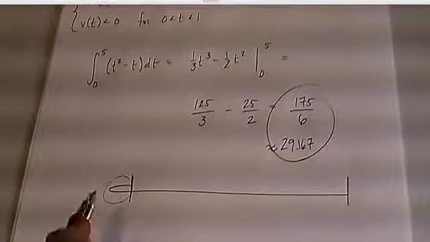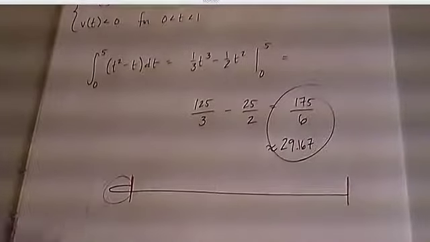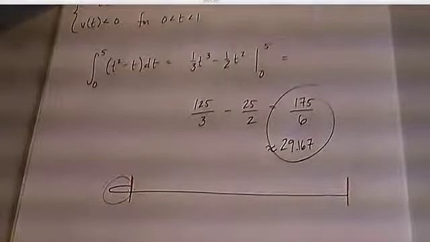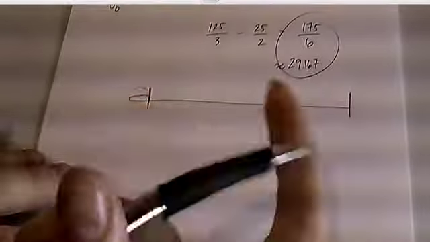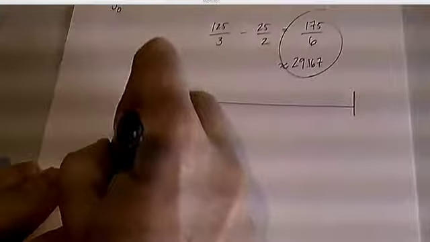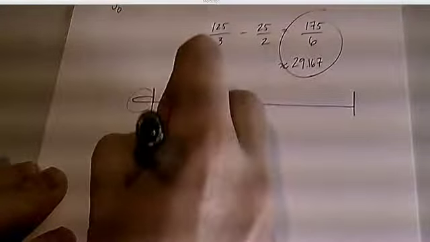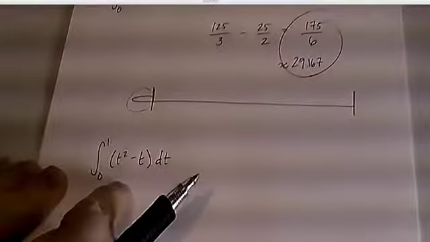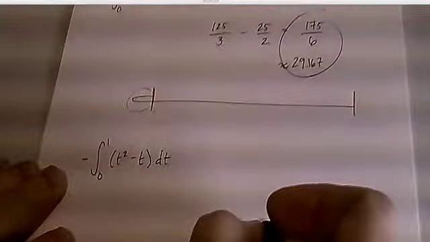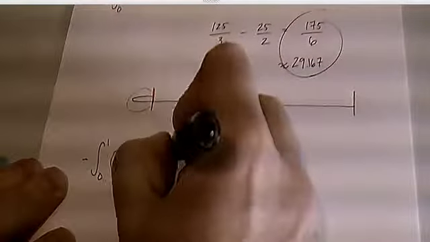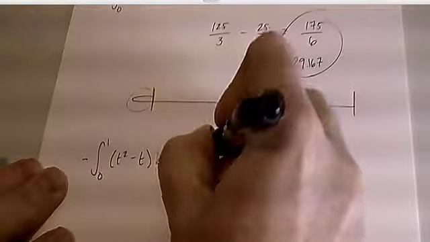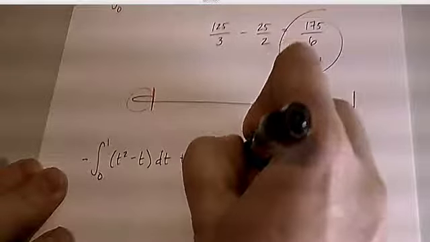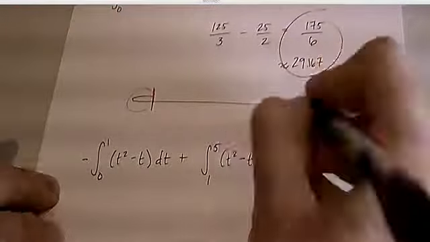Now I know that from 0 to 1, it's going to accumulate negative area, okay? So what I'm going to do is integrate from 0 to 1 the same t squared minus t dt. But I know that that's going to give me a negative, so I'm going to plop a negative out in front to unnegativize the negative. And then I'm going to go from 1 to 5 of t squared minus t dt.